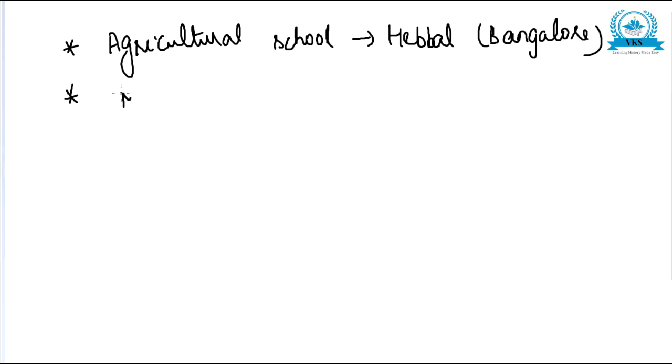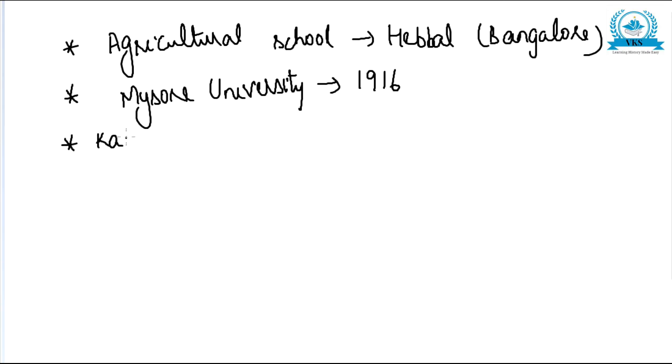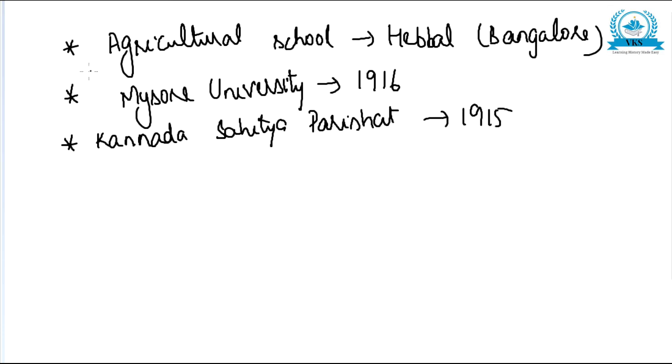The most important achievement can be said as the establishment of Mysore University, and this happened in the year 1916. He also established Kannada Sahitya Parishad in 1915. So the agricultural school was started at Hebbal in Bangalore, Mysore University started in 1916, and Kannada Sahitya Parishad was established in 1915. All these were the contribution of Sir M. Vishweshwaraya in the field of education.